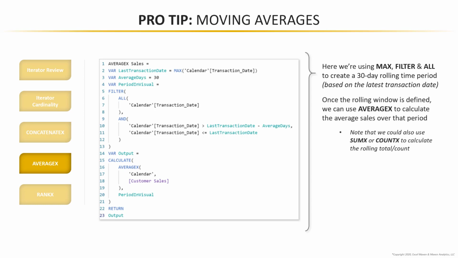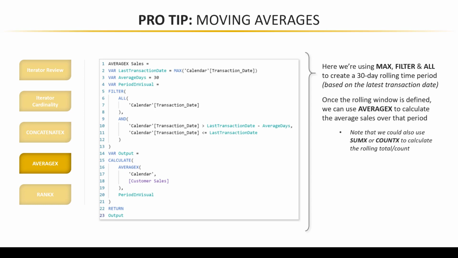So once we have that window defined, we can then use CALCULATE to return the average daily customer sales for the period we've defined. And one thing to note here is that you could actually turn this moving average code into a rolling total or a rolling count by substituting something like SUMX or COUNTX for where you see AVERAGEX here below CALCULATE. So you could use this to calculate a moving sum or a moving count within the same period. Lastly, we return the output of this equation to close out the measure.